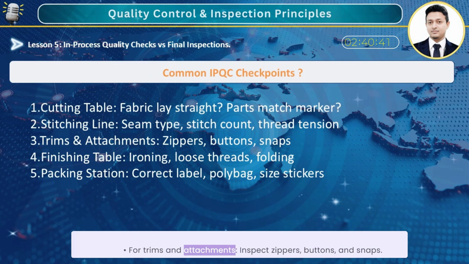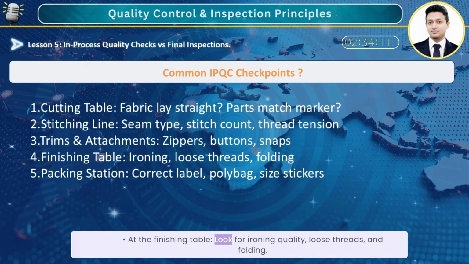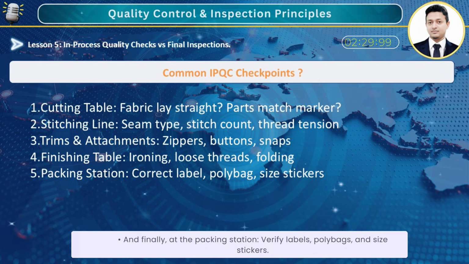For trims and attachments, inspect zippers, buttons, and snaps. At the finishing table, look for ironing quality, loose threads, and folding. And finally, at the packing station, verify labels, polybags, and size stickers.